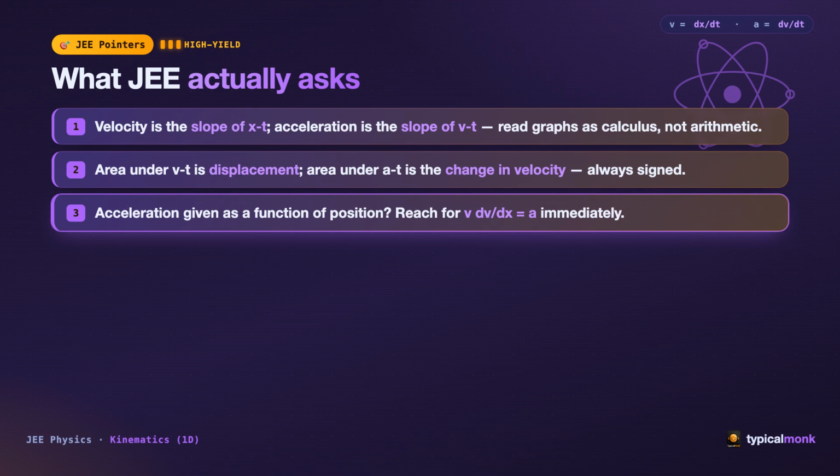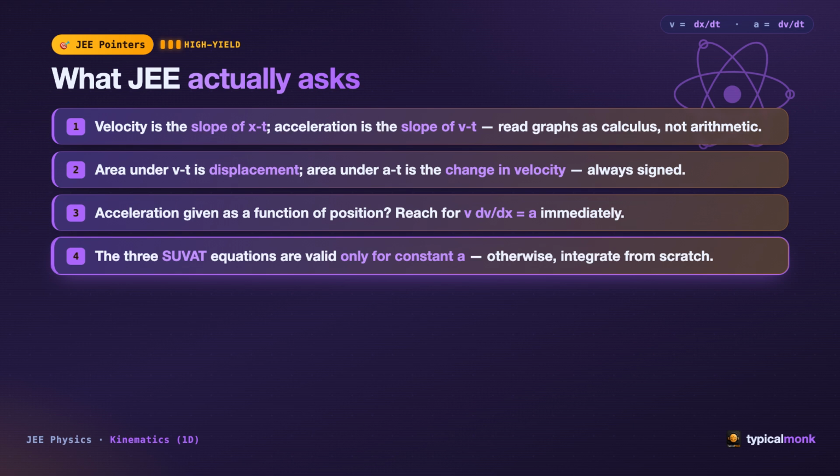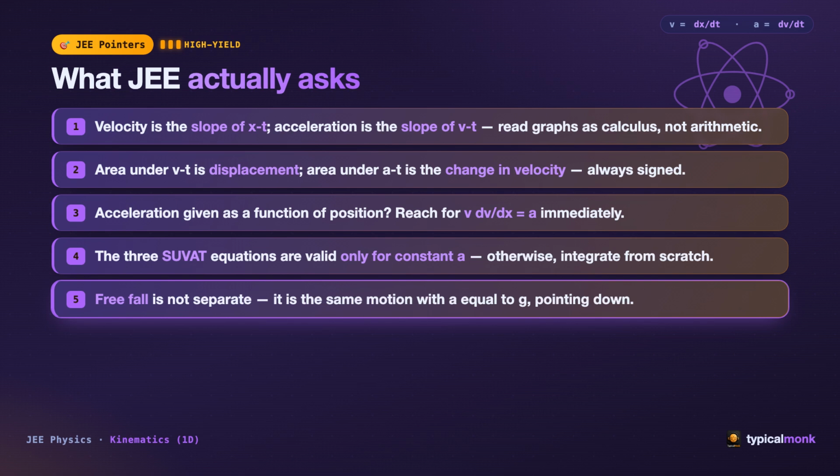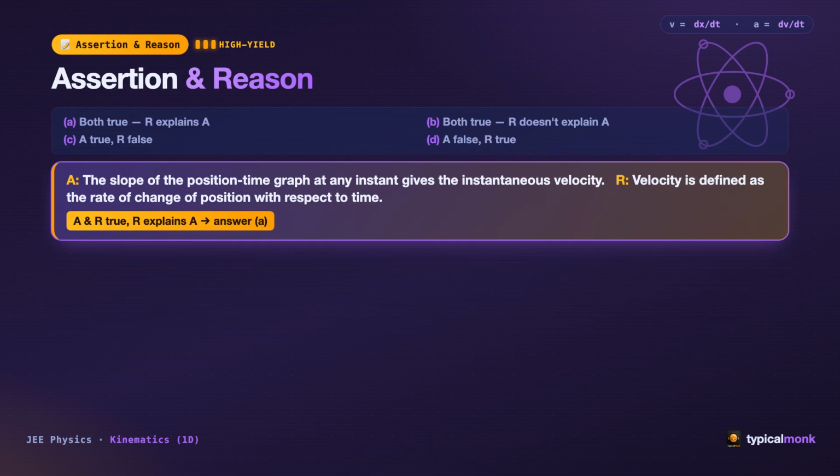3. Whenever acceleration is handed to you as a function of position, reach immediately for v dv over dx equals a. 4. The 3 SUVAT equations are valid only for constant acceleration. The instant it varies with time or position, you must integrate from scratch. 5. Free fall is not a separate topic, it is the same constant acceleration motion with a equal to g, pointing down. Let us drill the JEE way.